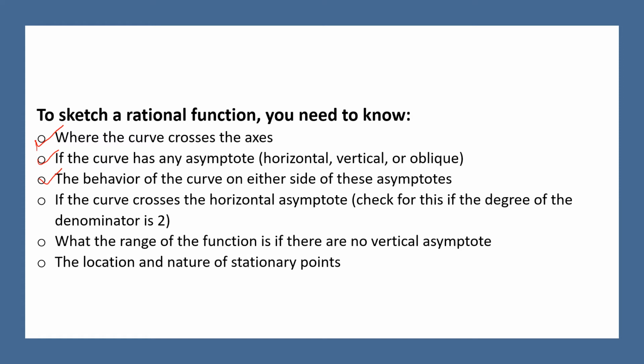Then the fourth step is to see if the curve will cross the horizontal asymptote. This happens when the degree of the denominator will be 2. Then the next step is to find the range of the function and the location and nature of stationary points.